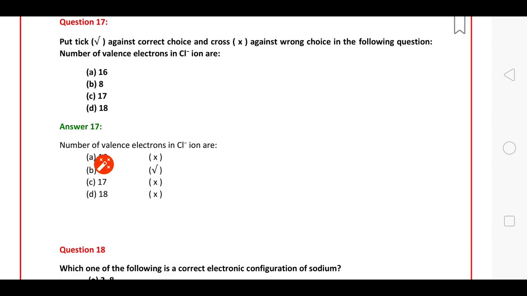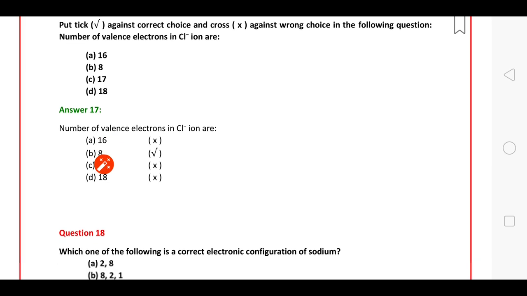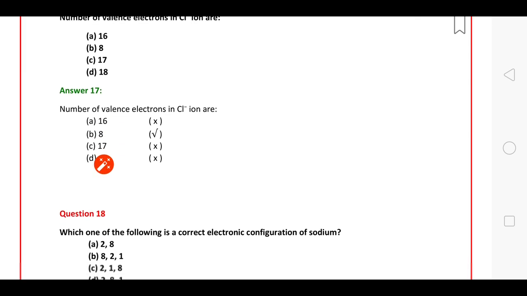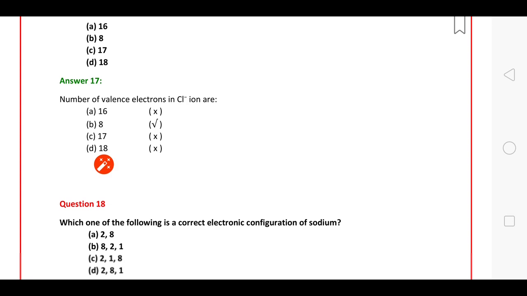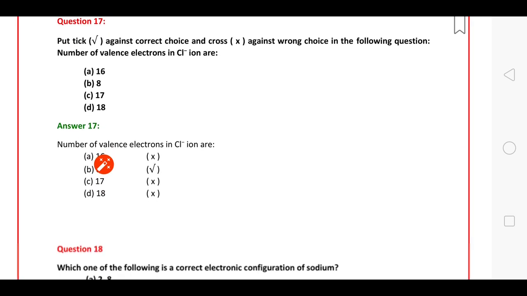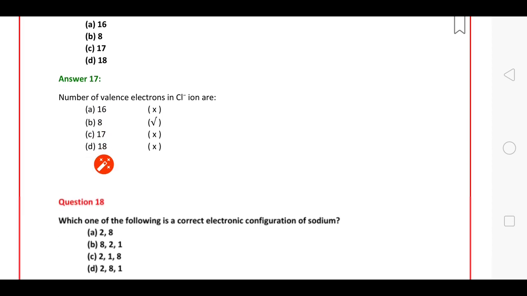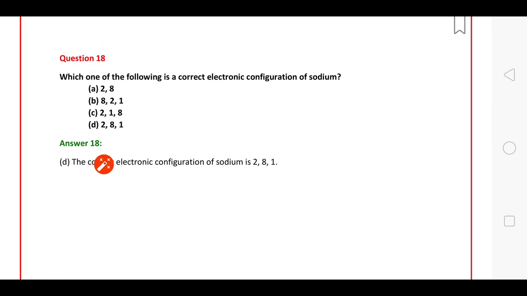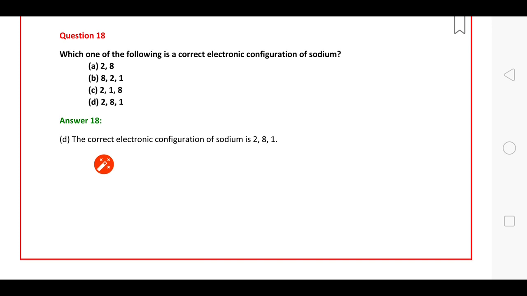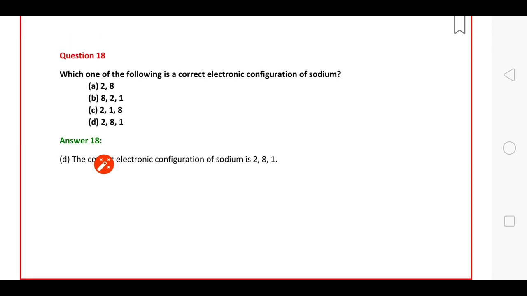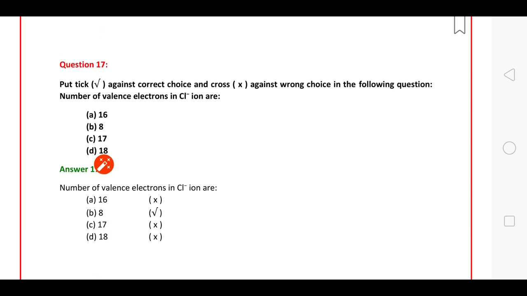Next question is, number of valence electrons in chlorine ion are 16, no, 8, yes. So the number of valence electrons in chlorine ion is 8. Which one of the following is a correct electronic configuration of sodium? The correct electron configuration of sodium is 2, 8 and 1. Option D is right.